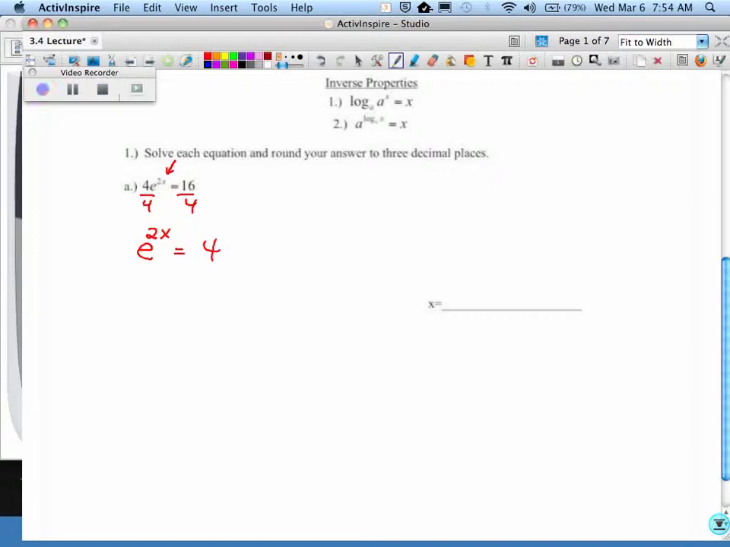Now what base is that exponential? Base e. So what logarithm do you think I should do? Base e logarithm, right? Which is the ln. So I'm going to ln both sides. The 2x then can come down in front.